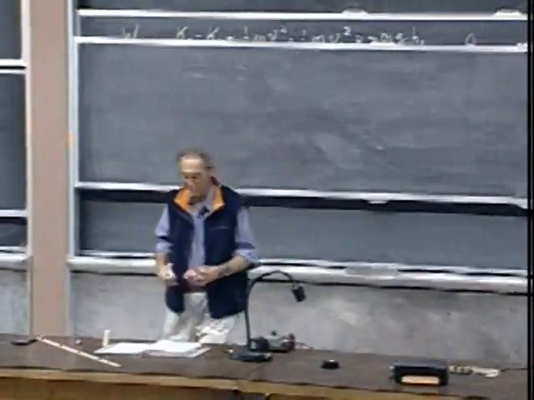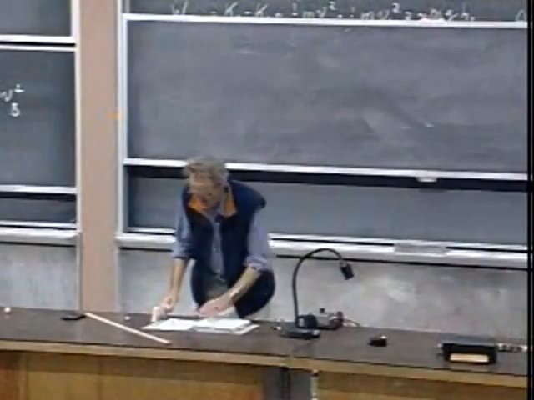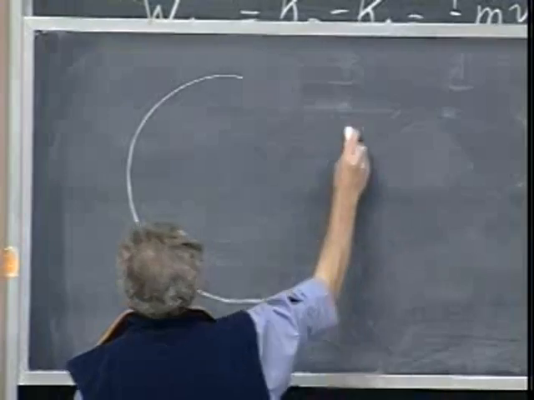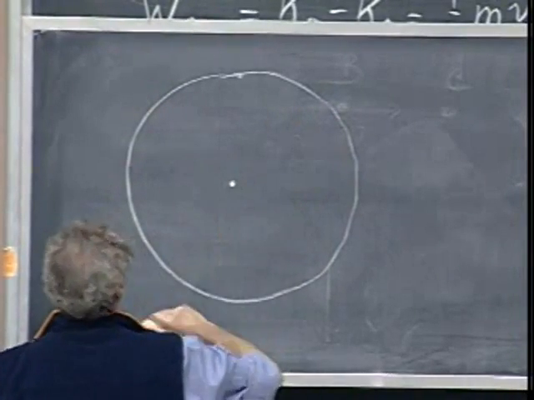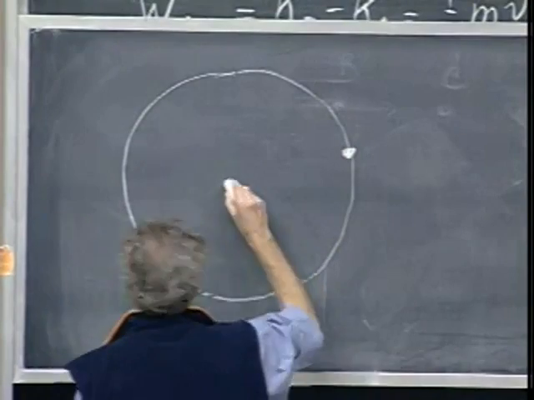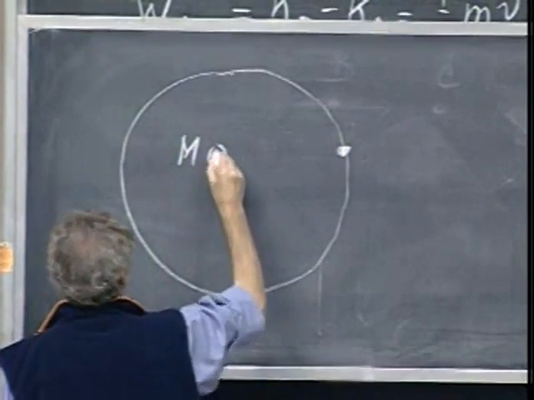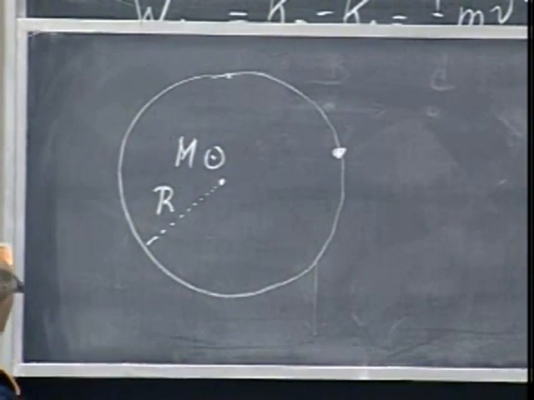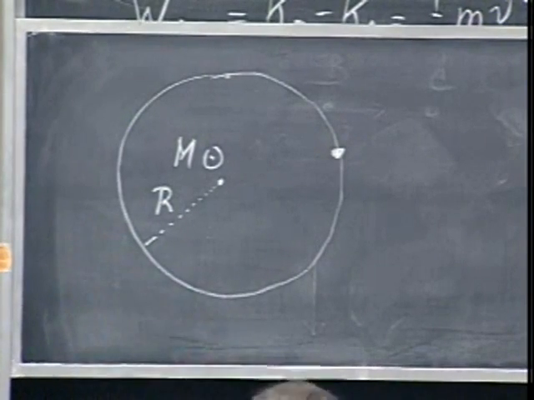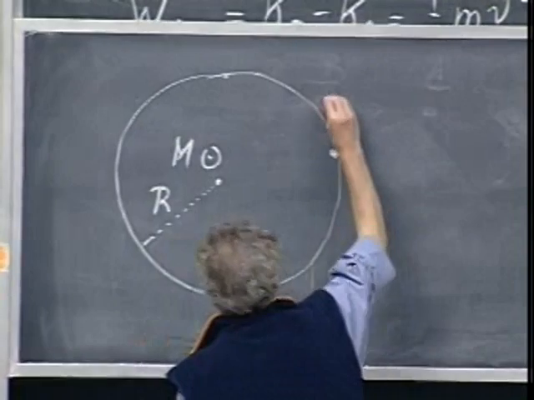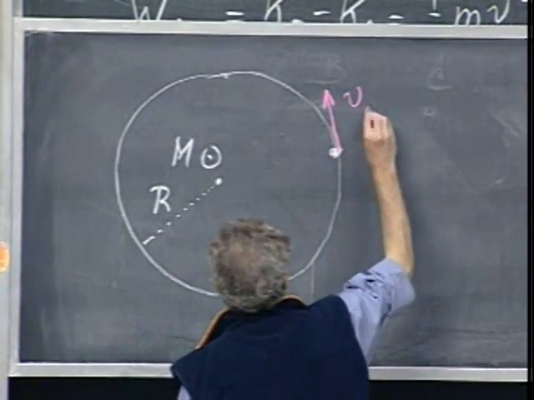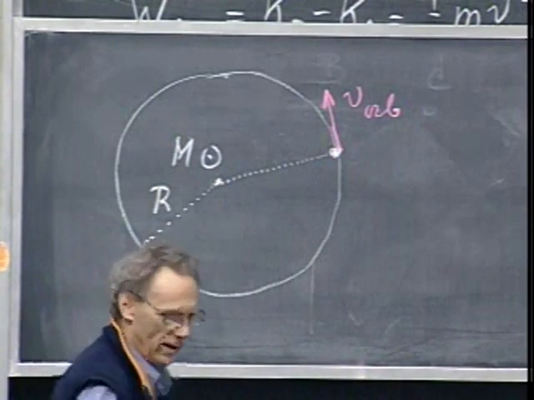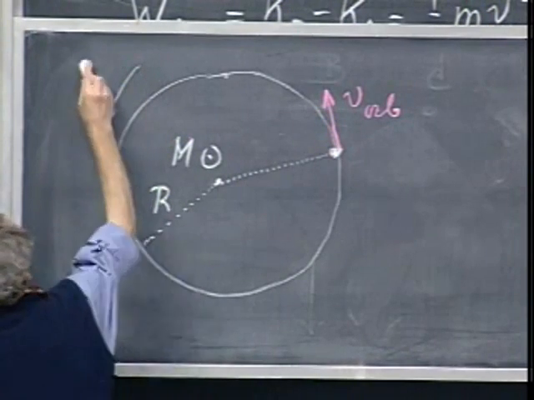I don't think you need it, but you will find it on the exam. Let's take the Earth going around the Sun, and let's approximate the orbit by a circle. So here is the Earth, here is the Sun, mass Sun, and the orbital radius is capital R. The Earth has an orbital velocity, I call it v orbital, and there is on the object the angular velocity, say, is omega.